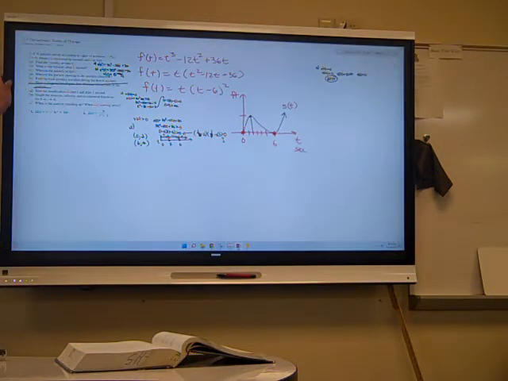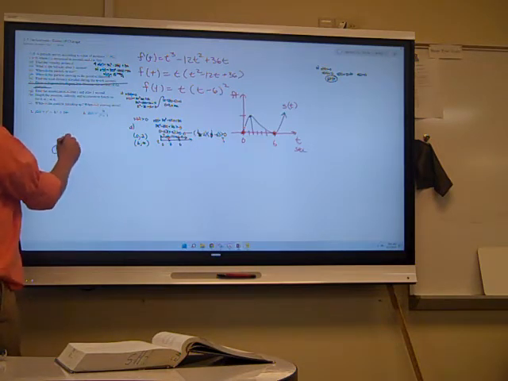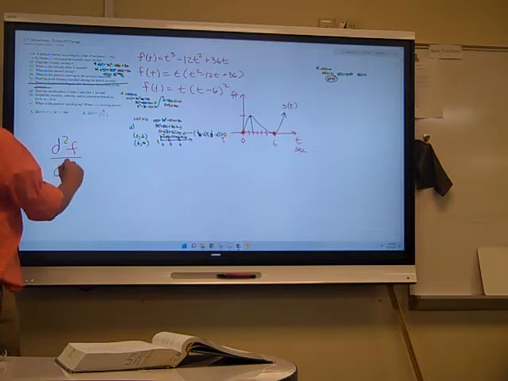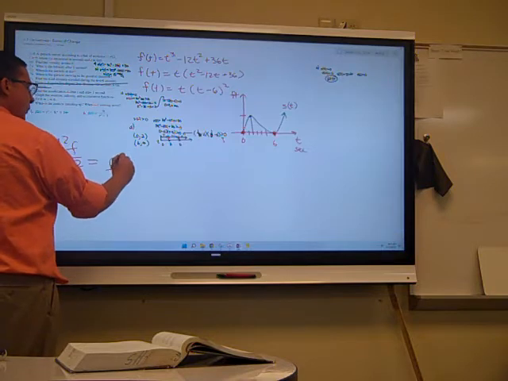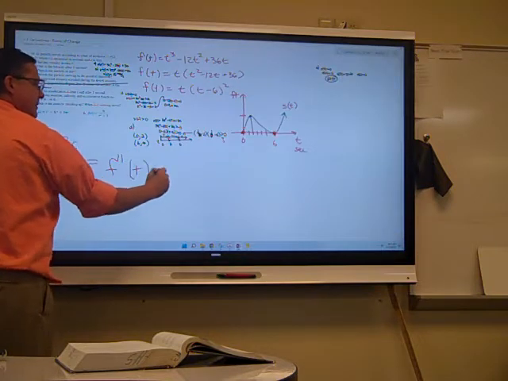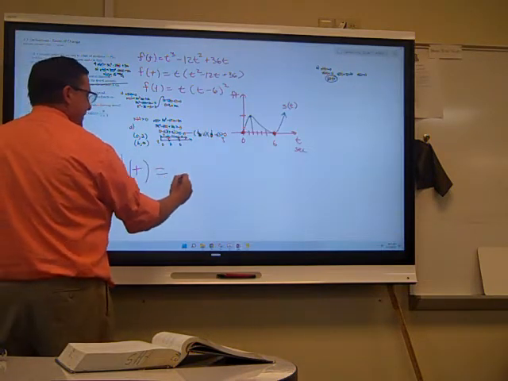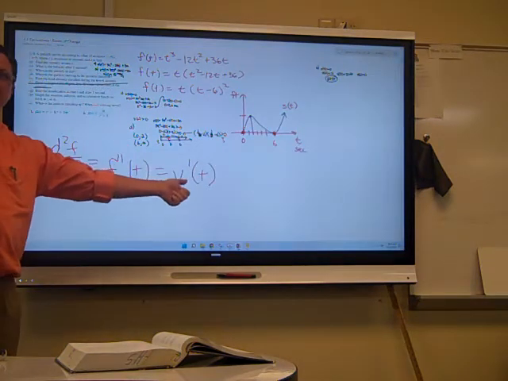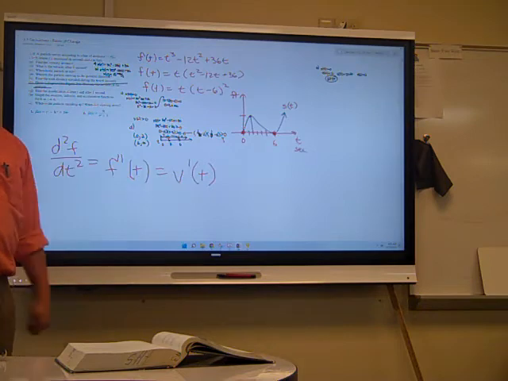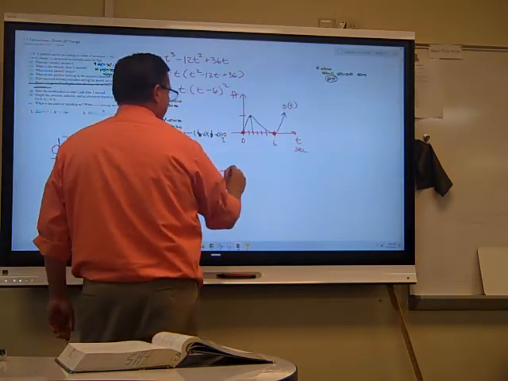Everybody, letter G. Find the acceleration at time t after 1 second. Second derivative. So guys, I want d squared f over dt squared, or I want to write that as f double prime of t, or I want to write that as v prime of t, right? Because the derivative of f was v. This is getting confusing. Do you guys agree? It's hard to follow, but we got to write these out so we start seeing them.